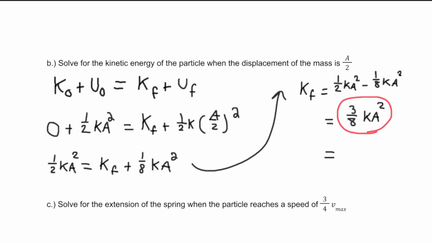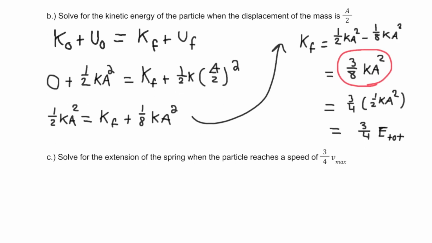But also, you can factor out a 1/2 and see that this is actually 3/4 of your total energy. So when the mass is at A over 2, it only has a quarter of its original potential energy. So that must mean the other 3/4 are kinetic.